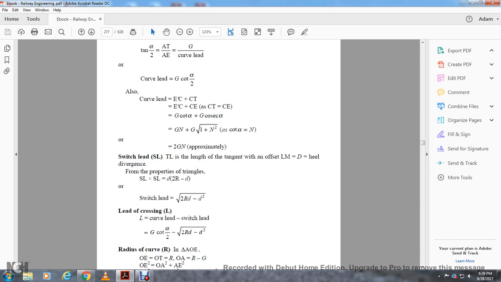Switch lead: the length of the tangent is offset by the heel divergence, from the property of the triangle. SL times SL is equal to D times (2R minus D), or switch lead is equal to the square root of 2RD minus D squared.